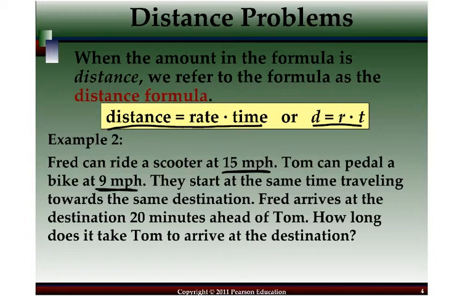Tom can pedal a bike at 9 miles per hour. There's another rate. They start at the same distance traveling towards the same destination, meaning they both go the same distance. Fred arrives at the destination 20 minutes ahead of Tom. How long does it take Tom to arrive at the destination? To simplify this, I'm going to show you a table on the next slide, and this is how we're going to put together our equation that we're going to solve, okay? So let's go.